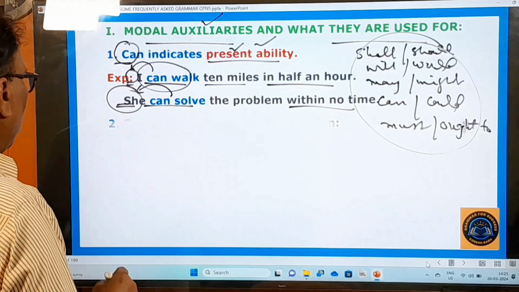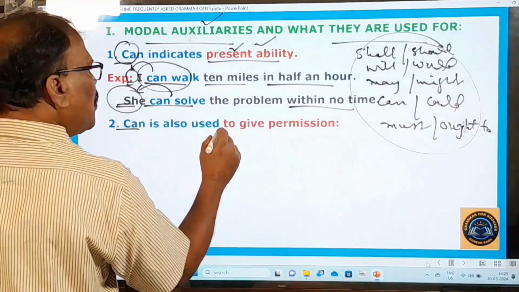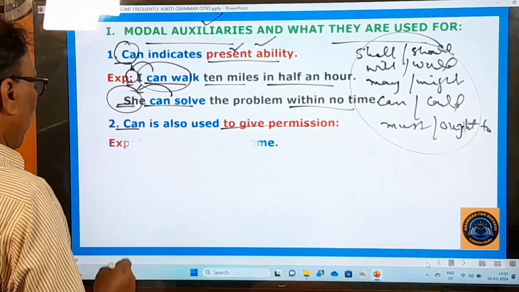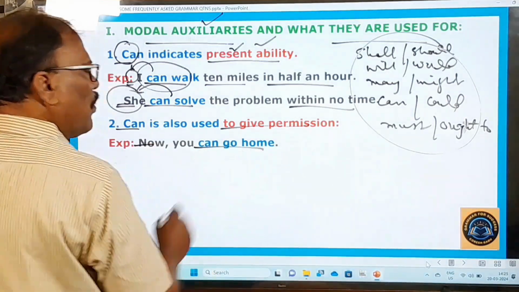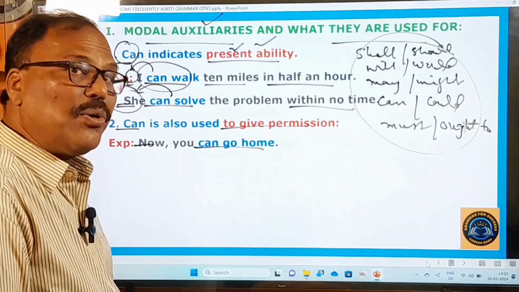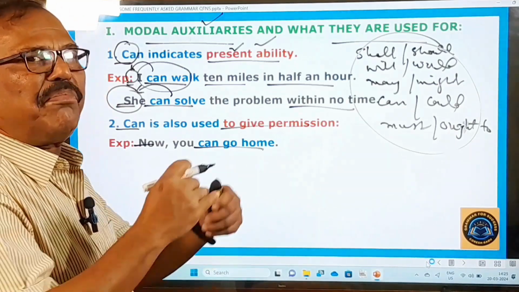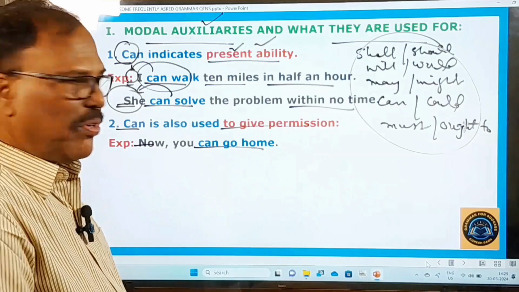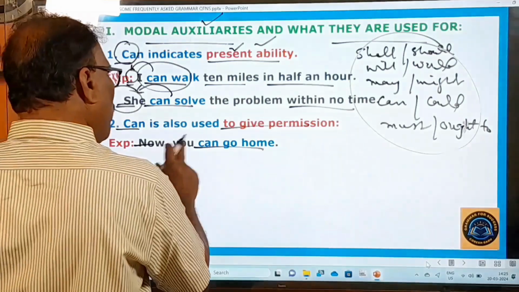And you go to this next one. Can is also used to give permission. All of you know that very well. Now you can go home. Now you can go home means ఇప్పుడు నీవు ఇంటికి వెళ్ళవచ్చు. So you are giving that person permission, and that's why you say now you can go home.